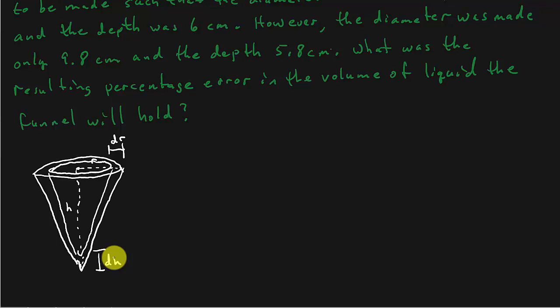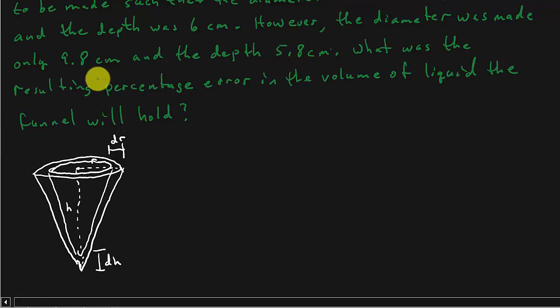All right, so let's see what we got. It was actually made with a diameter of 9.8 and a height of 5.8. So let's look at the volume. We know the volume is 1/3 pi r squared times h. That's the volume of the cone.